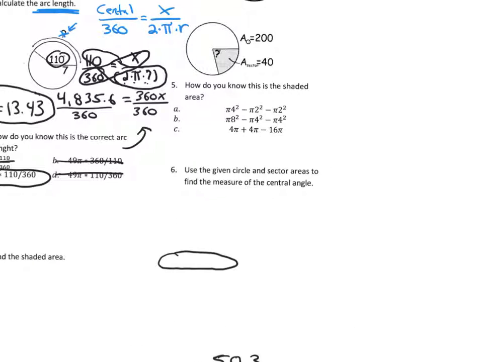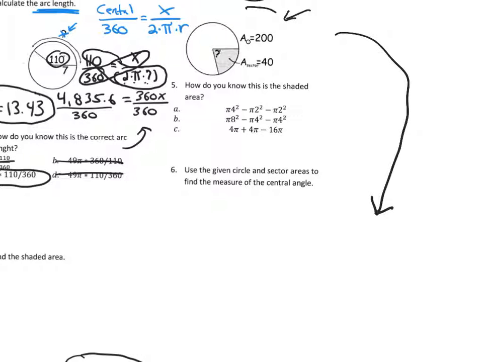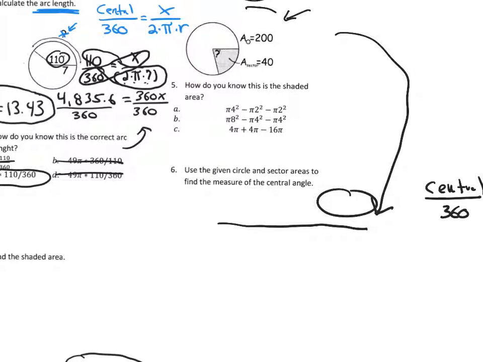So the last problem, move this out of the way, deals with this picture right up here, okay? So I'm going to put an arrow down here. It says, given the circle and the sector areas, find the measure of the central angle. So for sector area, our formula was the central angle divided by 360 equals the sector area over pi r squared, the formula we had below. So they're going to give us a lot of these answers, which is good. It's going to make it a little easier for us.